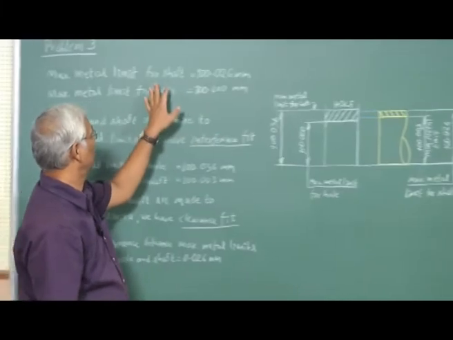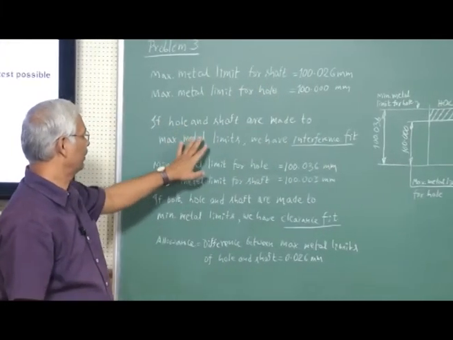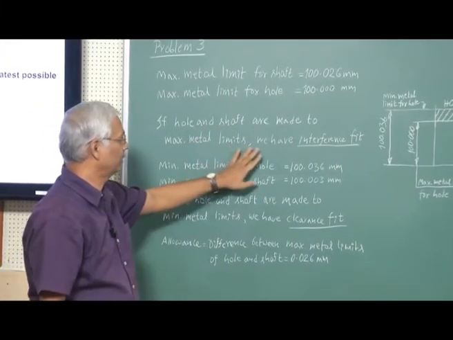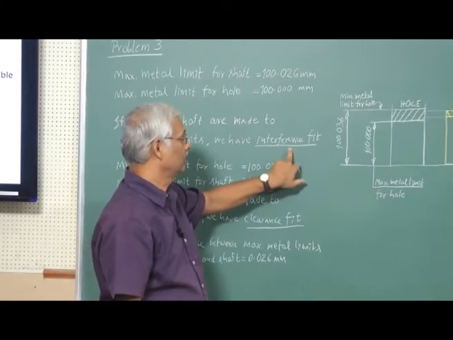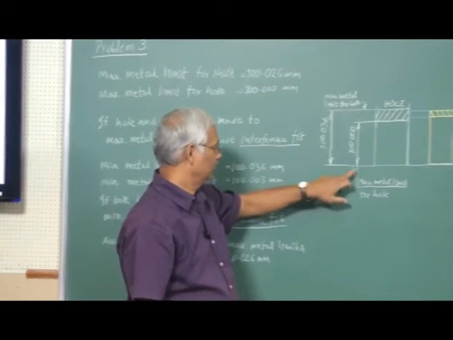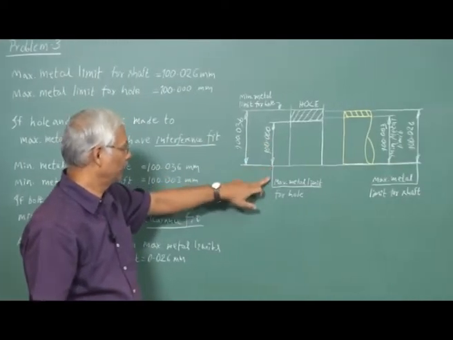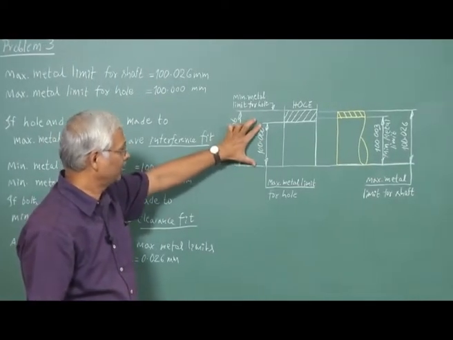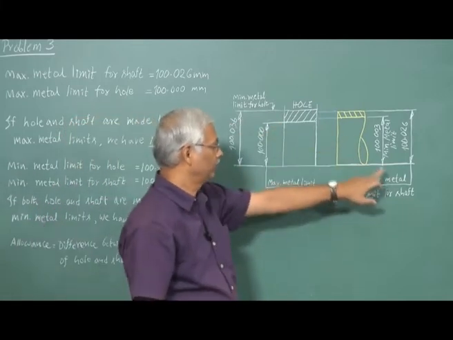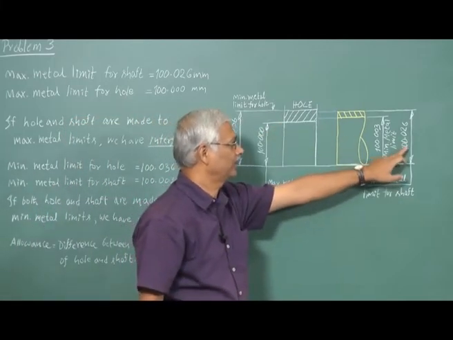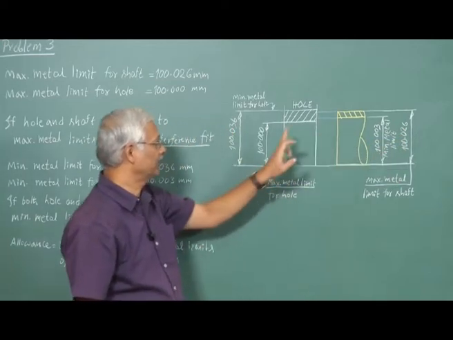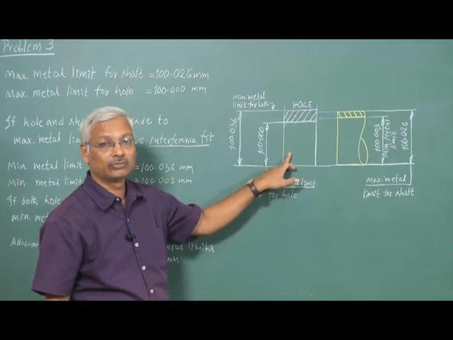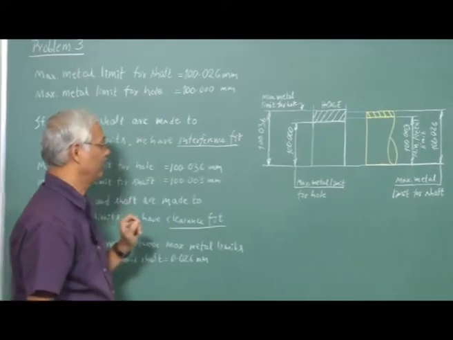Now if both the hole and shaft are made to maximum metal limits, then we will be having interference fit. That is, if the hole is made to maximum metal limit, it will be 100 millimeter, and if the shaft is made to maximum metal limit, it will be 100.026 millimeter. That means shaft will be greater than the hole size, so we will be having interference fit.